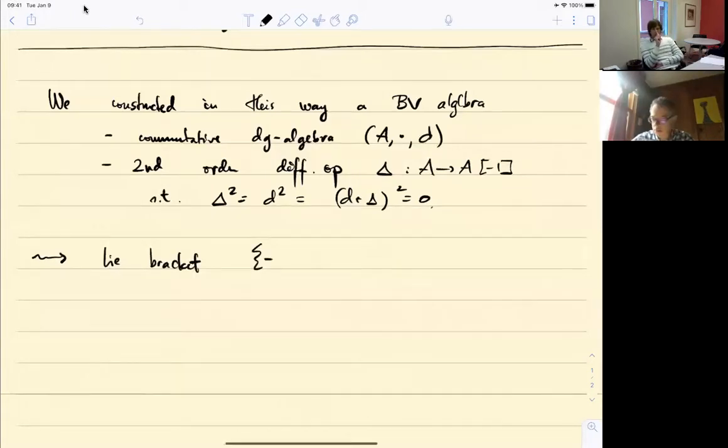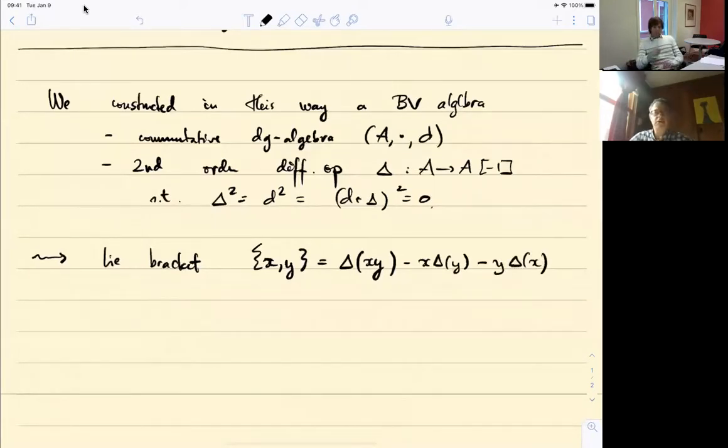Which I will call like this. And this is defined, I'm going to ignore signs for the time being, but then it makes sense in the DG setting. So it's measuring the failure of delta to be a first order operator. If delta was a derivation, the right-hand side would be 0. This is measuring this.